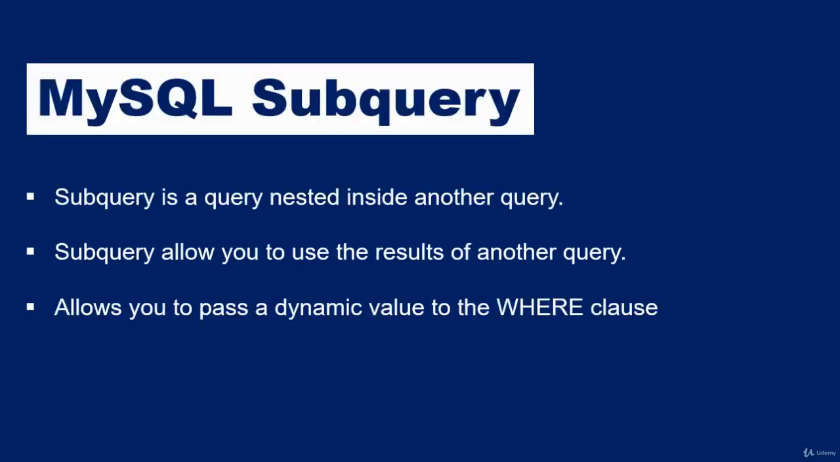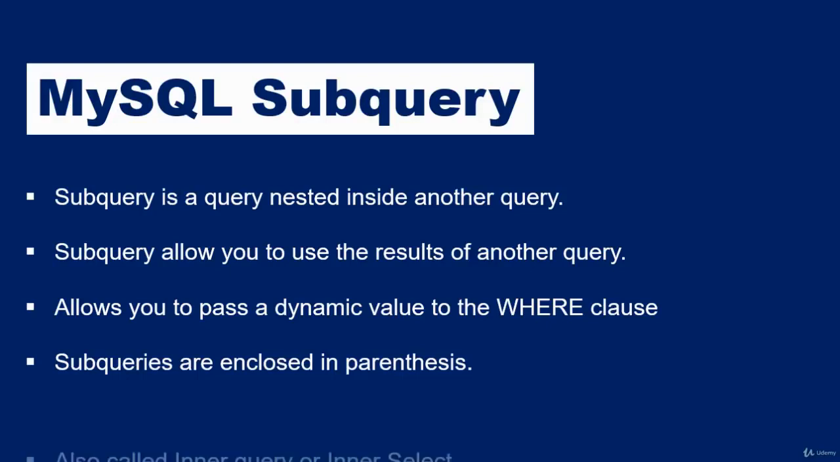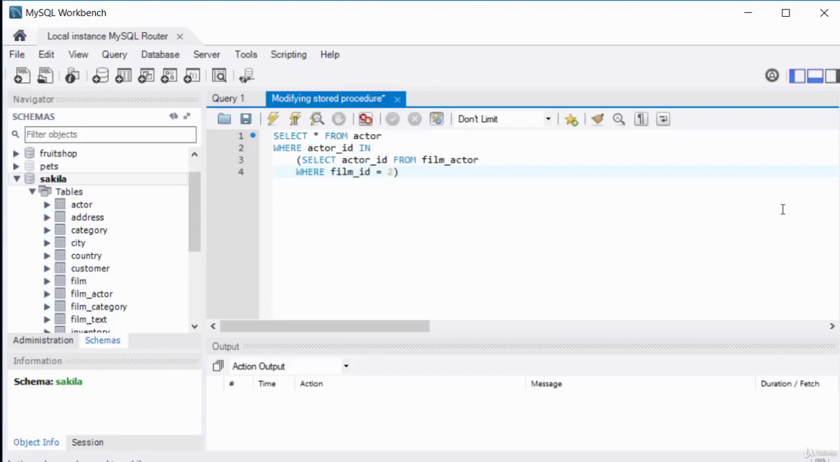Subqueries are normally enclosed in parentheses, and they can also sometimes be referred to as an inner query or inner select. So I've added a script here to illustrate how subquery works. Basically in this example here, the subquery is enclosed in parentheses. Okay. So what I'm doing here, I'm trying to retrieve the details of all the actors that appeared in the film with a film ID of 2.